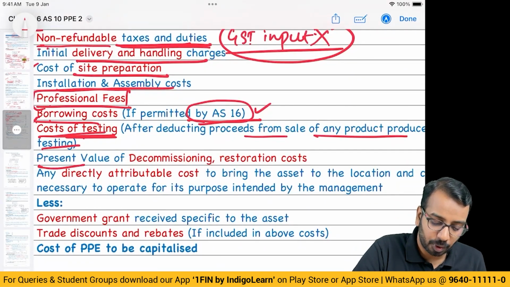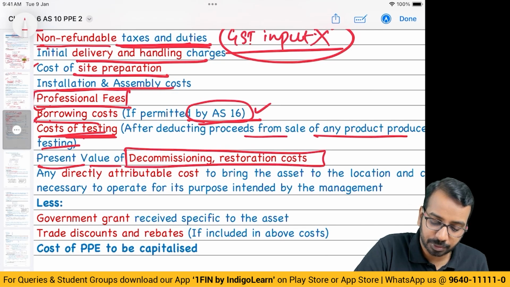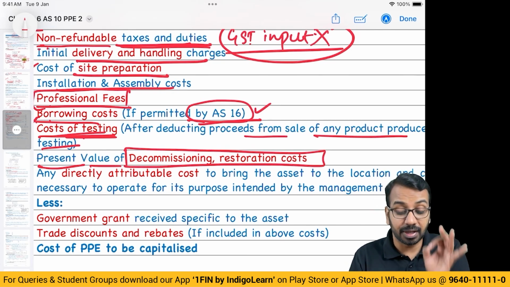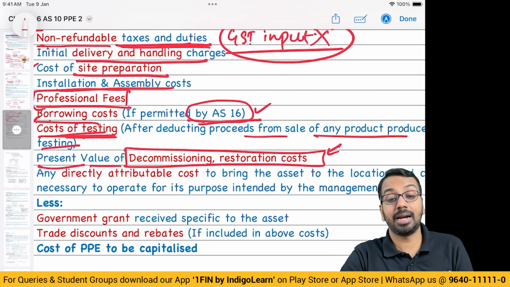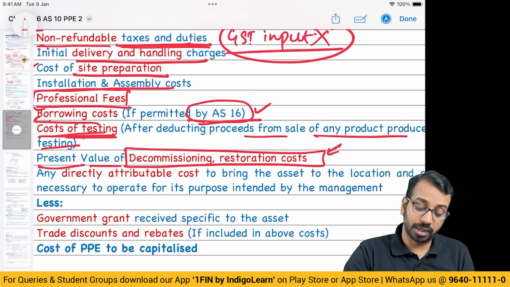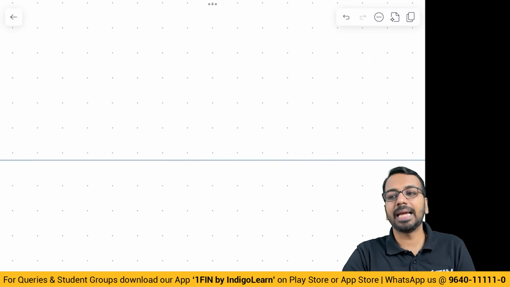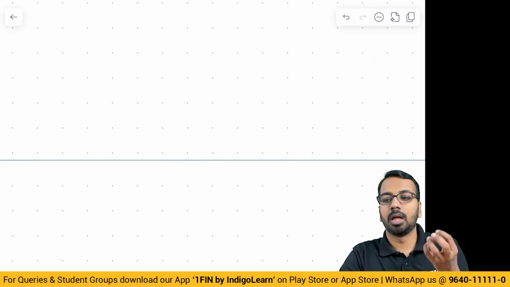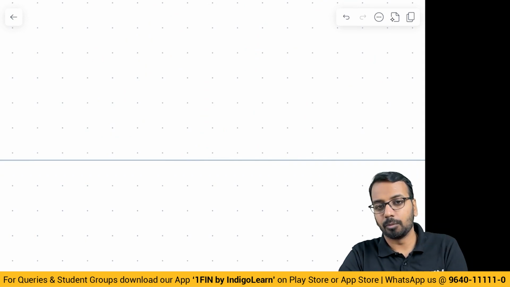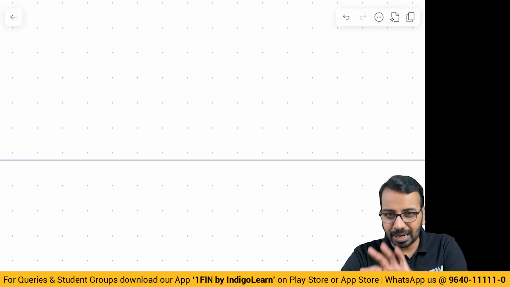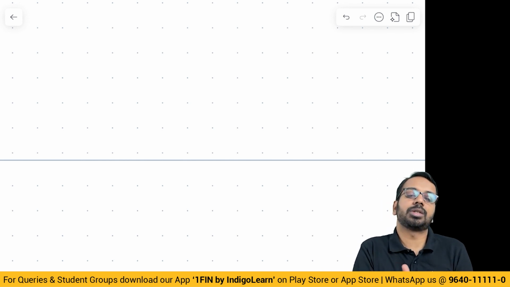Then, very important, present value of decommissioning and restoration cost. This is where a lot of students get confused. Very, very important. Questions can be tested, MCQs can also be tested. Now, what is this? Let us understand. This generally happens in case of the property, plant and equipment which are used in areas like the oil industry, coal industry, mining industry, generally in those cases, but the question can be from anywhere.